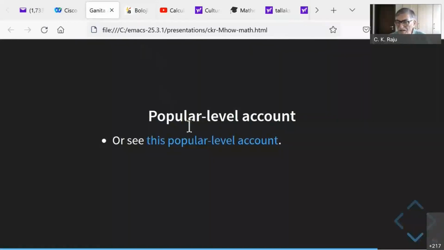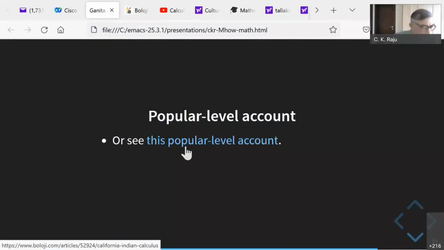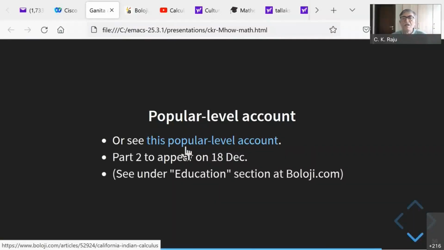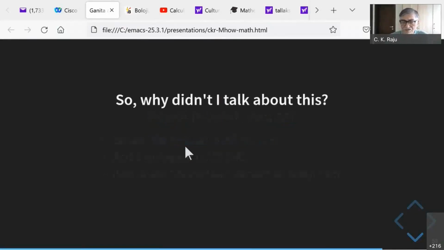So there's a popular level account of these California proposals. And you can see it is to appear today, but US time, so maybe a little later. So you can look under the education sector section of Bology.